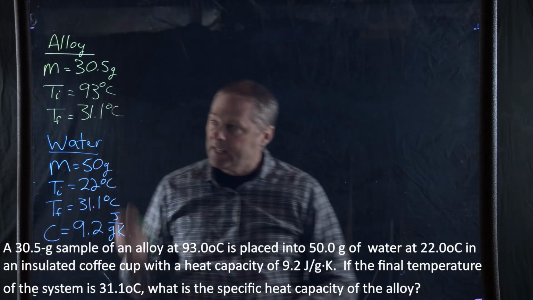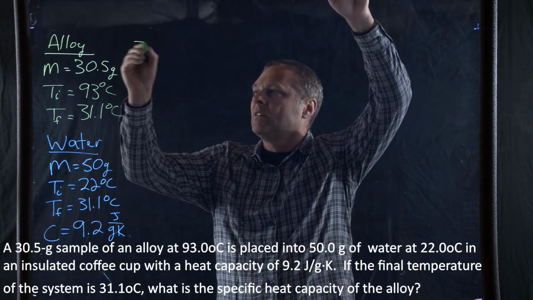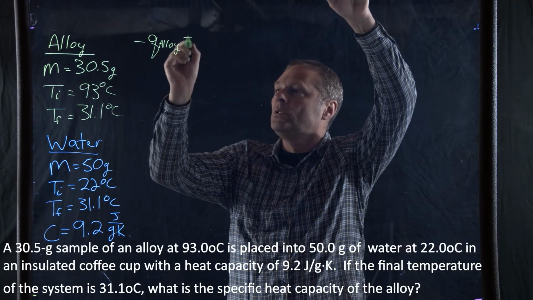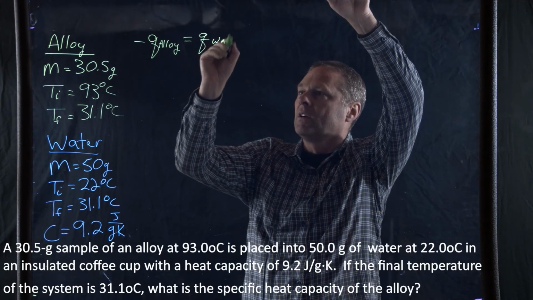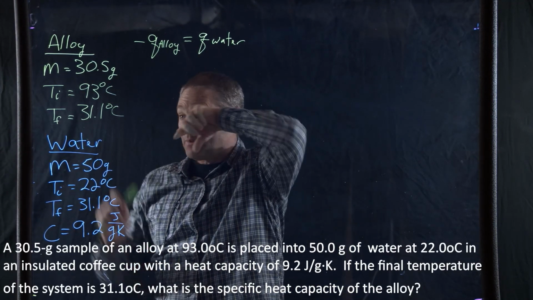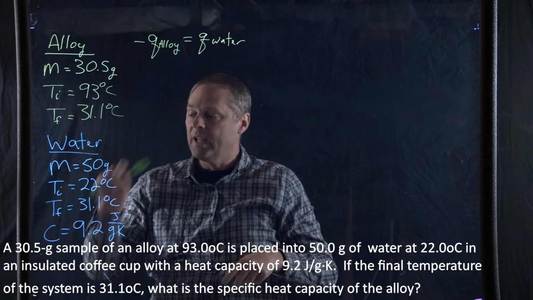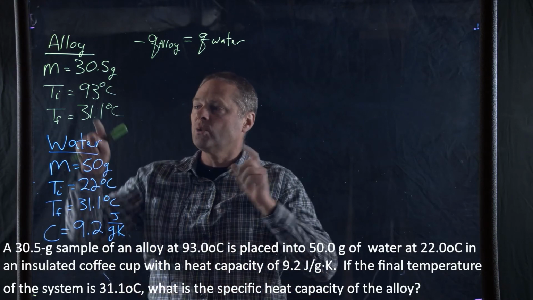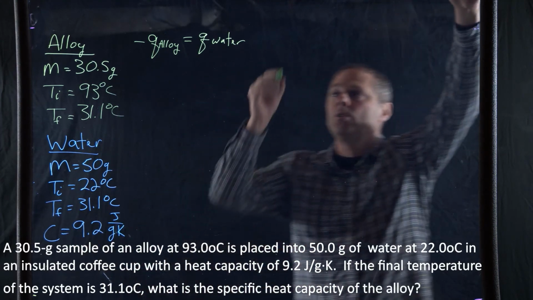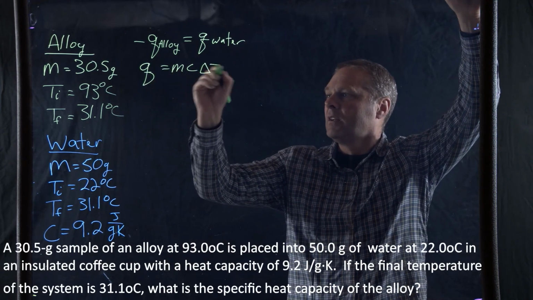All right? Now, the key equation we need for this is that the alloy loses heat to the water, because we know that that happens because the initial temperature of the alloy is higher than the initial temperature of the water. So when the alloy goes into the cold water, it's going to give up its heat. Remember that Q is equal to mc delta T.